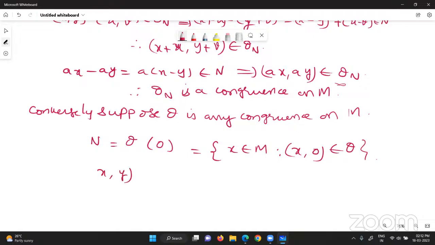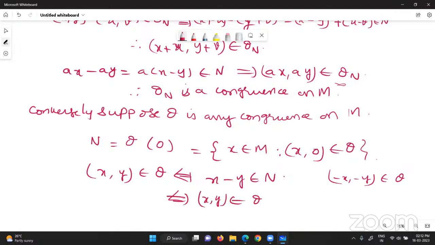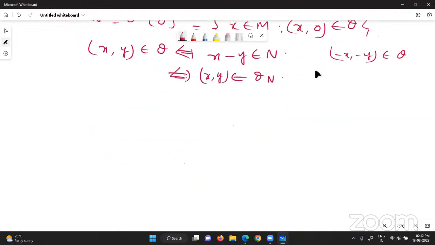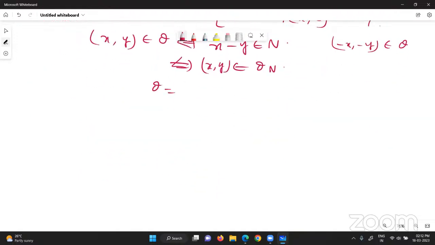(x, y) belongs to theta if and only if x minus y belongs to n. Because see, you have (x, y) belongs to theta means you can have (x minus y, 0) also belongs to theta. So that is the reason you will get x minus y belongs to n. This is if and only if (x, y) belongs to theta n. So you can have theta equal to theta n.